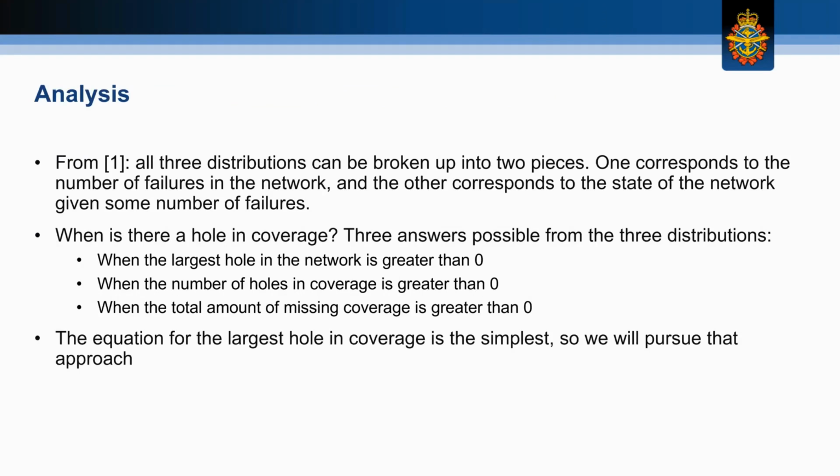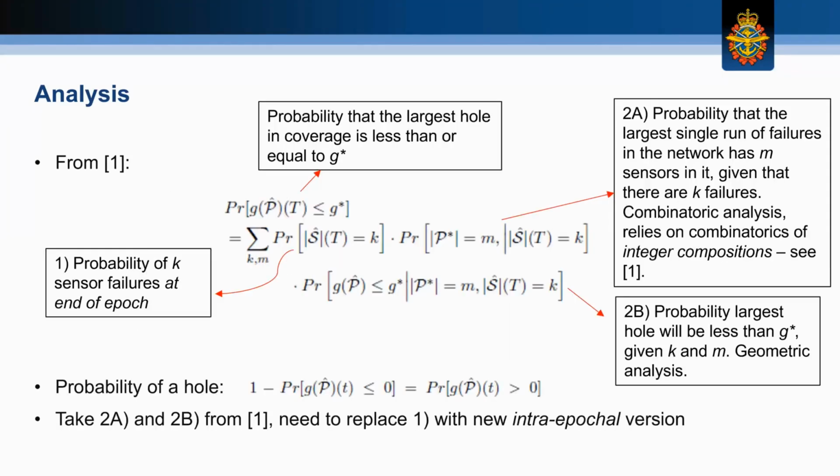All 3 of these distributions can be broken up into a number of pieces that simplify the analysis. There are 3 ways, because there are 3 distributions, to ask how we can determine if there's a hole in coverage. One, if the largest hole in the network is greater than 0, then there must be a hole. If the number of holes in coverage is greater than 0, then there must be a hole. And if the total amount of missing coverage is greater than 0, then there must be a hole. It turns out the easiest one is to look at the largest hole, so that's what we'll do.